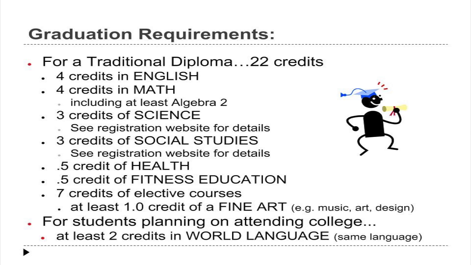If you are planning to go to a 4-year college, you will need to also take at least 2 years of the same world language to meet college entrance requirements. Look at the graduation requirements and see which ones you still need to fulfill.